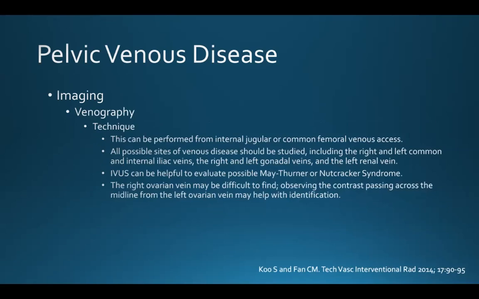When it comes to venography, this can be performed from an internal jugular or common femoral vein approach. During the exam, all possible sites of venous disease should be studied, including the right and left common and internal iliac veins, the right and left gonadal veins, and the left renal vein. IVUS can be a helpful adjunct to this study by evaluating for possible May-Thurner syndrome or Nutcracker syndrome. Remember, the right ovarian vein may be difficult to find, and one trick is to observe the contrast passing across the midline from a left ovarian injection, because this can help identify the course of the right ovarian vein and where its confluence is with the inferior vena cava.